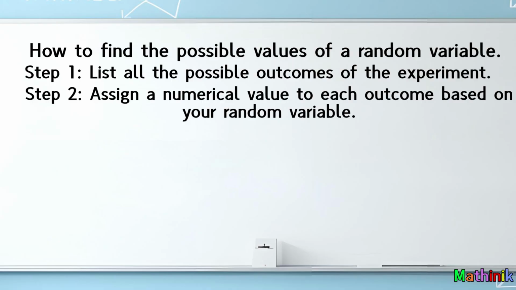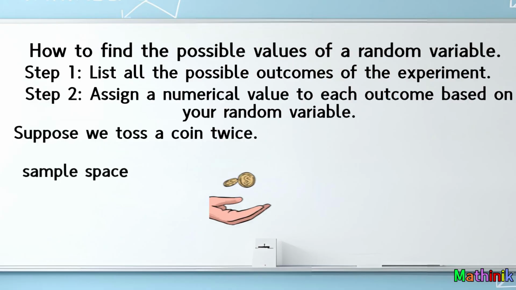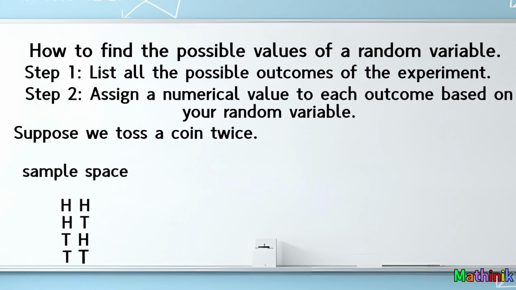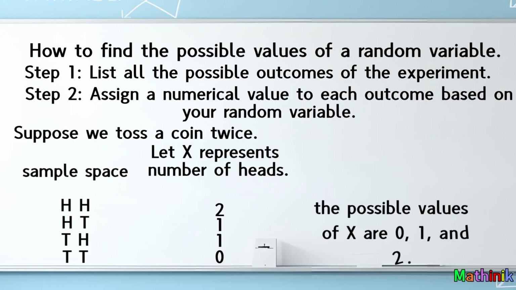Let's try an example. Suppose we toss a coin twice. The sample space is HH, HT, TH, and TT. Let x be the random variable representing the number of heads. For TT, the number of heads is 0. For HT and TH, the number of heads is 1. And for HH, the number of heads is 2. So the possible values of x are 0, 1, and 2.